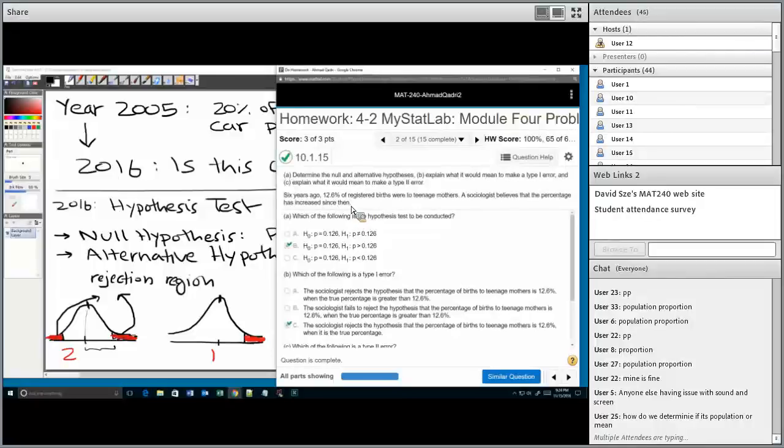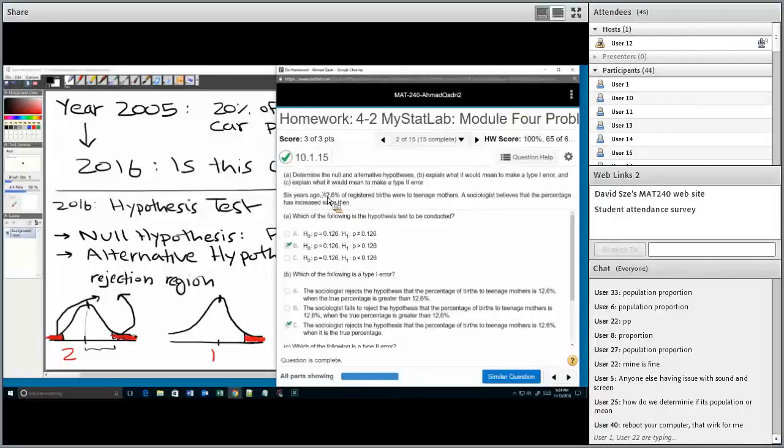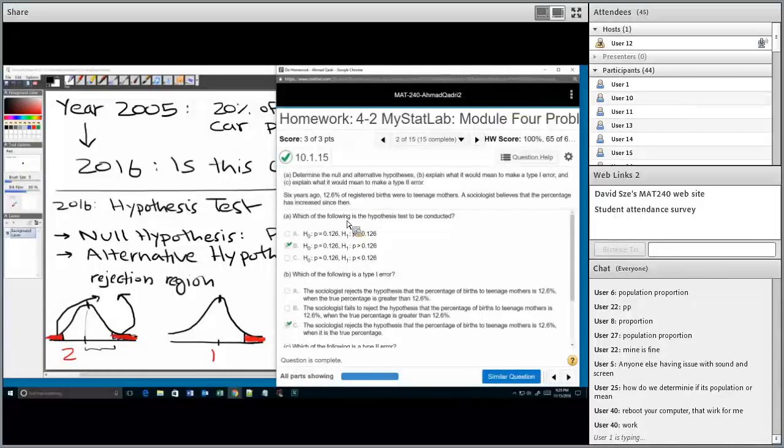How do we determine if it's proportion or mean? Well, it's proportion because we're considering a percentage here. Because we're considering a percent sign, we are talking about proportions. For the mean, you'll see that there will be an average. They will be talking about an average. That's how you tell whether the hypothesis test is on the proportion or the mean. We'll do some problems for the mean, then you'll be able to identify the difference.